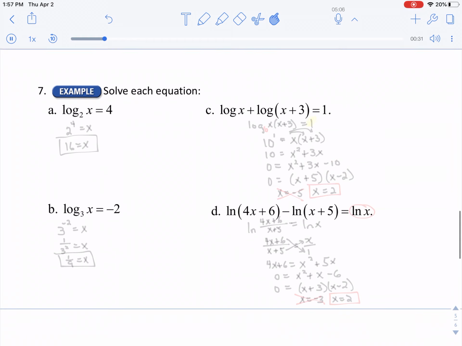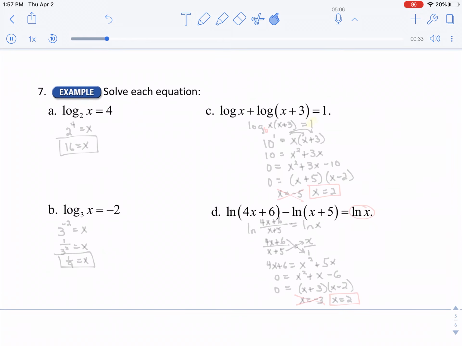So for the first one, I'm going to take it out of log form and put it in exponential form. To do that, remember that you start with the base. The base in this case is 2. So 2 to the power, which is away from the 2, which is the fourth, equals x. And 2 to the fourth power, well, that's 2 times 2 is 4, times 2 is 8, times 2 is 16. So 16 equals x, and that's the answer.